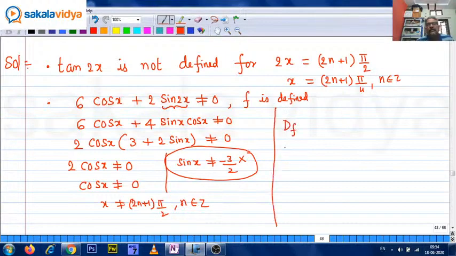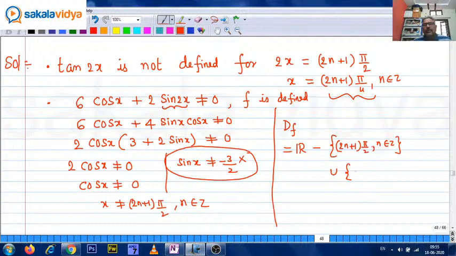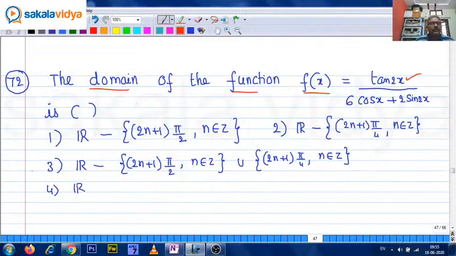Therefore, the domain of f is R minus 2n plus 1 pi by 2, comma n belongs to Z, and also this one, union 2n plus 1 pi by 4, n belongs to Z. That means the third option is the right option.